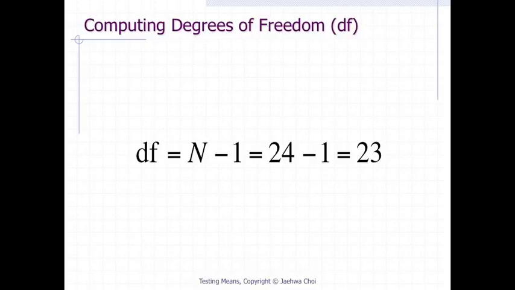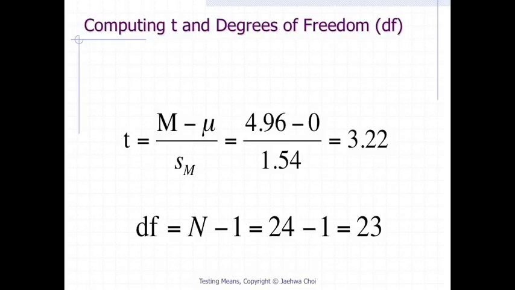To get the probability value of a t of 3.22, we need to know how many degrees of freedom we have. The degrees of freedom is equal to n minus 1, which is 23 in this case. Notice that n is the number of difference scores because these are the scores we are analyzing. Now that we know the degrees of freedom and the t-value, we can consult the t-distribution calculator or a t-table in a statistics textbook.